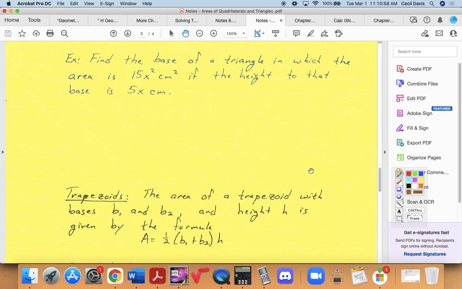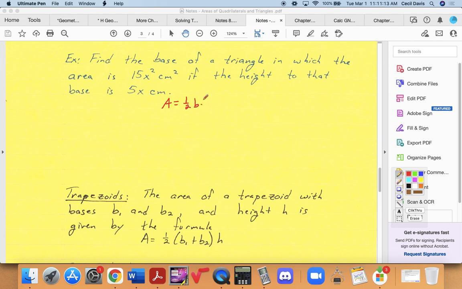Find the base of a triangle in which the area is 15x squared square centimeters if the height to that base is 5x centimeters. Oh, that sounds horrible. Well, let's start with the formula. Area is equal to 1/2 base times height. Fill in what we know. The area is 15x squared square centimeters is equal to 1/2 times the base, which is 5x centimeters, times the height.